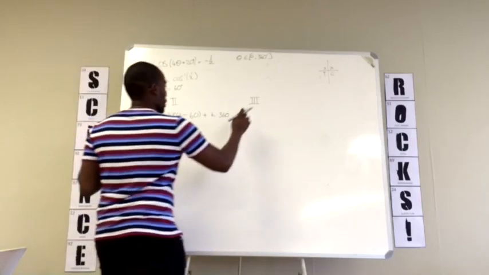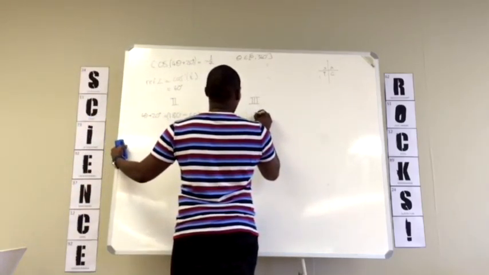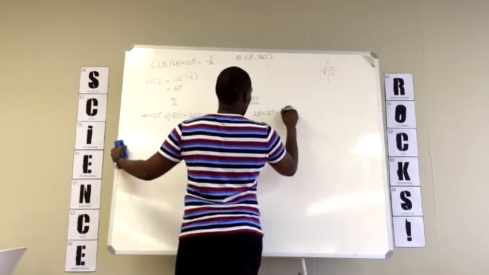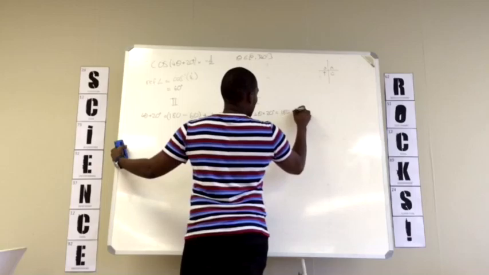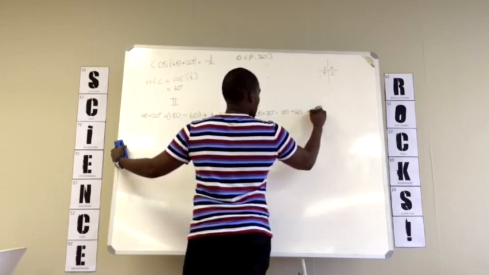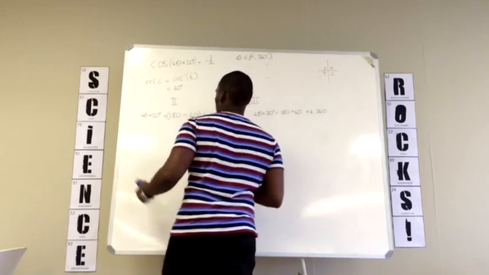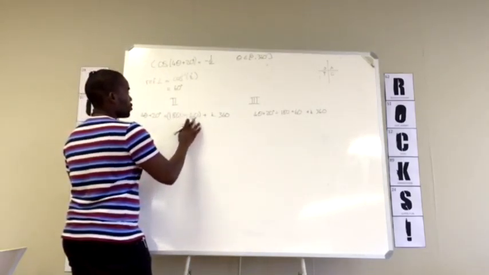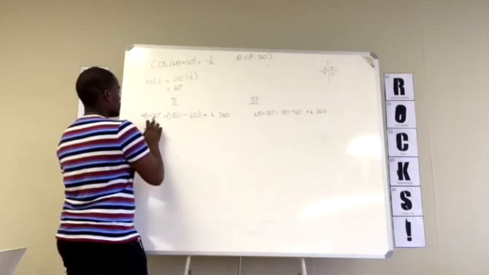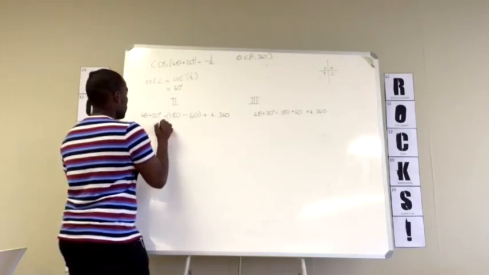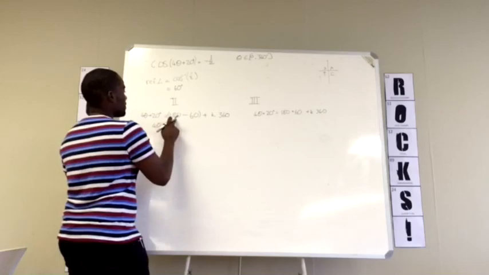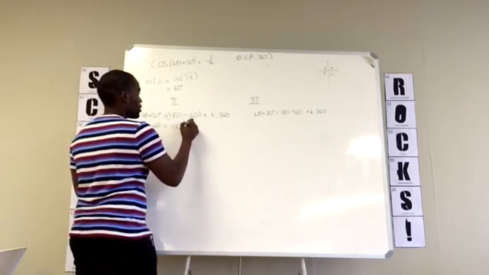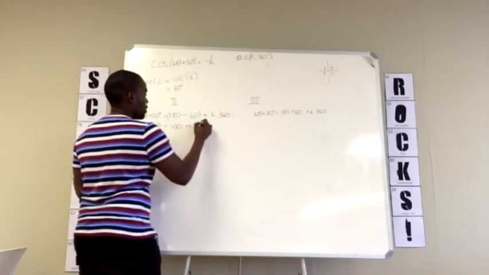Okay, and in quadrant 3, 4 theta plus 20 is equal to 180 plus 60 plus K 360. Then basic solving: I need to take the 20 degrees across as well. So 4 theta is equal to 180 minus 60, which is 120, minus another 20, which is 100. That's 100 degrees plus K 360.